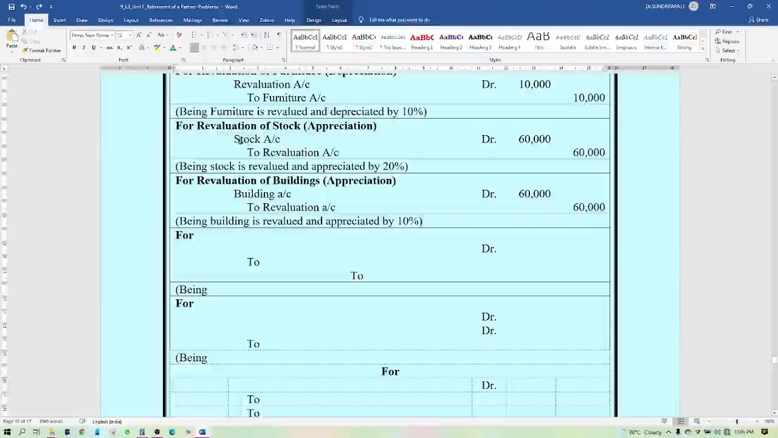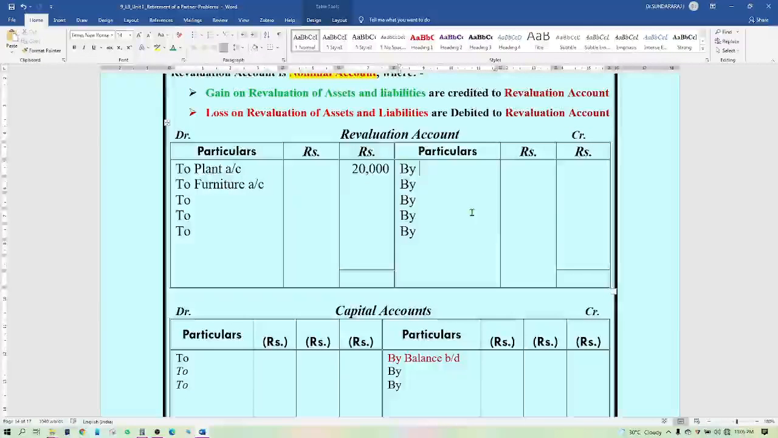Let us post this appreciation or gain entry in the revaluation account. The first appreciation entry is stock account debit to revaluation account. So the revaluation account has to be credited with the stock account, 60,000. The same way, the building account has to be credited with 60,000 rupees.